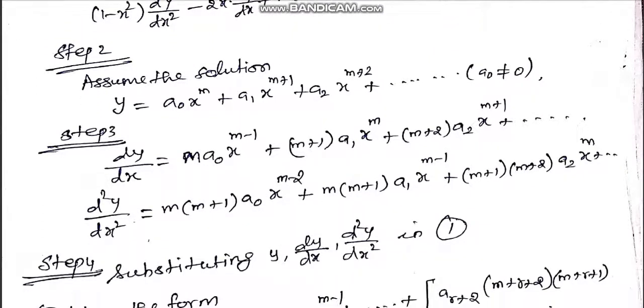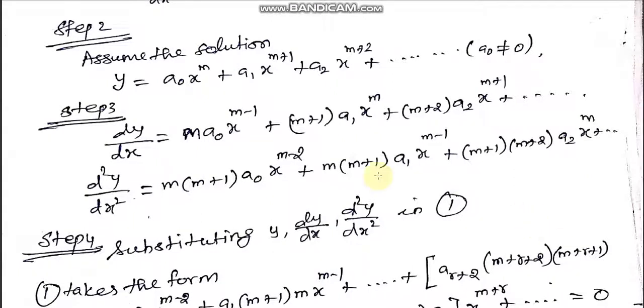In step 2, assume the solution y equal to a0 x^m + a1 x^(m+1) + etc. Here a0 not equal to 0. In step 3, we find dy/dx and d²y/dx² for the solution we assumed in step 2. Okay. So in step 4, we substitute these three things, y, dy/dx and d²y/dx², in our Legendre's equation.